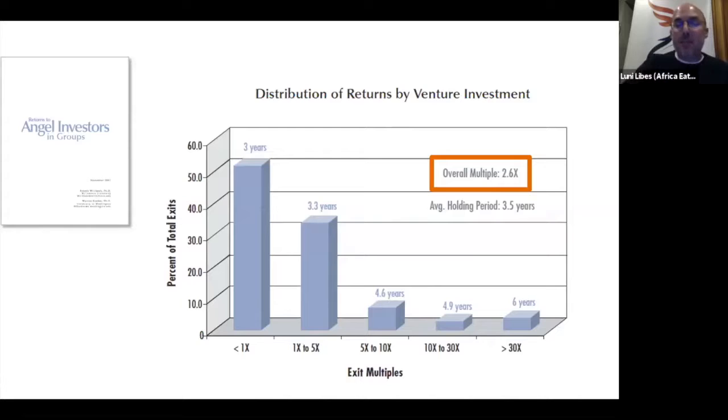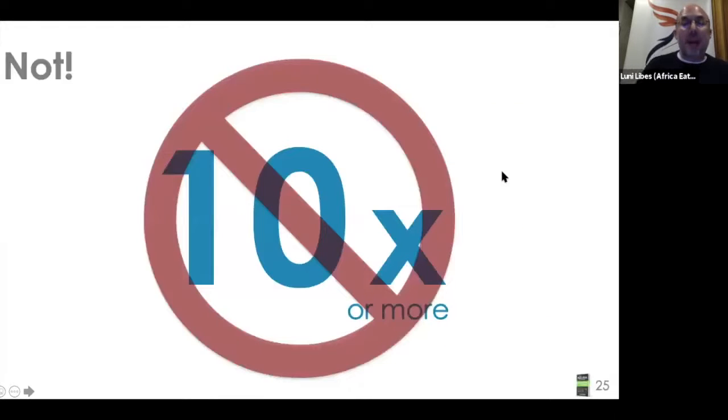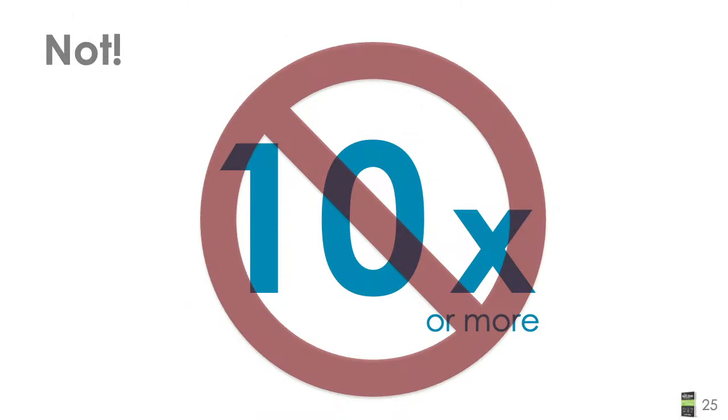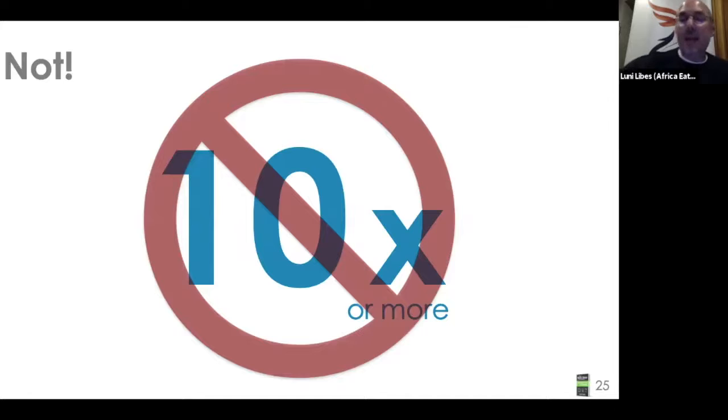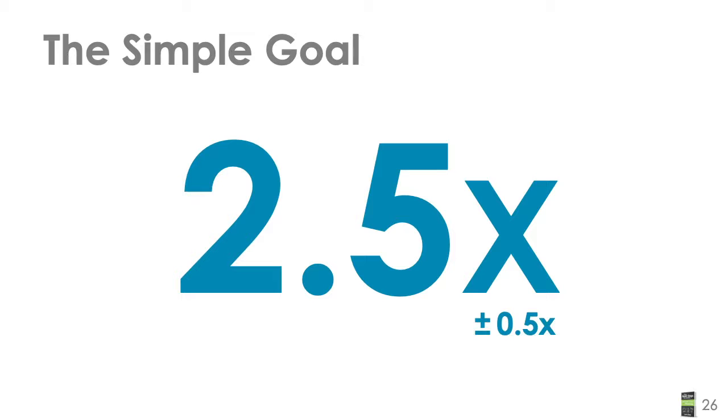And it would have taken you, this is pretty old data, it would have taken you on average 3.5 years to get any money back. But most of those money back were less than 1x return. And there were a couple investments in this portfolio that did better than 30x, some between 10 and 30. But overall, the key information here is about 2.5 times. So the real goal for VCs is not a 10x return. It's a 10x return on a subset of their investments. The real goal is about 2.5 times their money back, 2.5 times cash on cash.